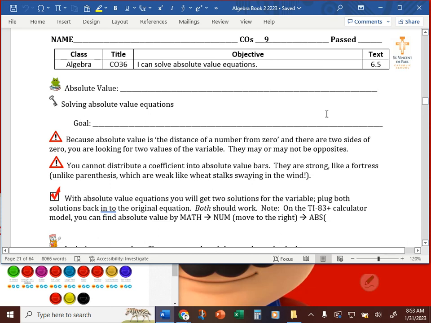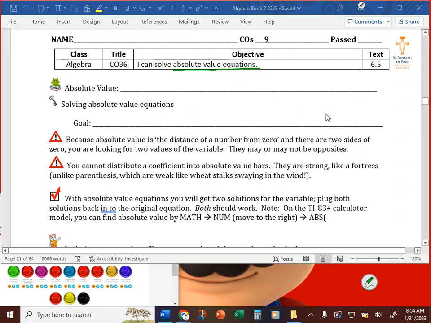We are going over what's going to end up being our final objective of the unit. We're skipping CO37. CO36 is definitely worth our time. It's talking about absolute value equations. Now, we talked about absolute value much earlier in the year, or maybe last year in pre-algebra.